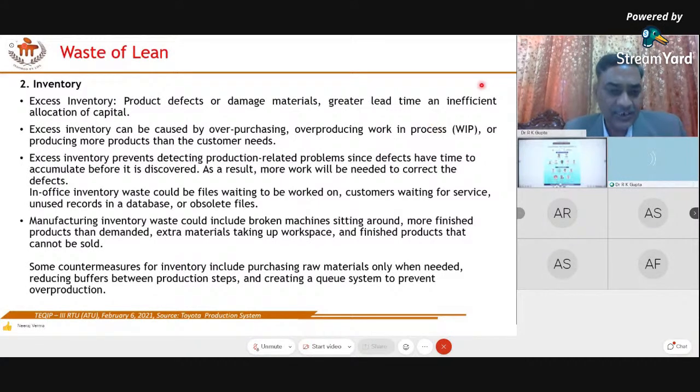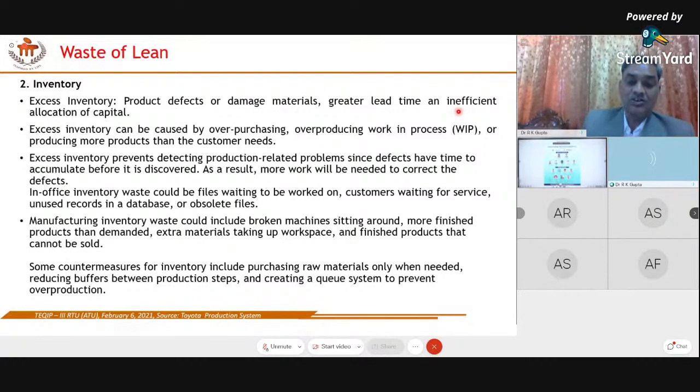The other part is manufacturing inventory waste, which could include broken machines. So broken machines are also part of the inventory. Like machine kharab ho gayi, we are keeping this machine in the inventory, sitting around with more finished products than demanded, and we are manufacturing more finished product than whatever the demand is. Right? It means there's a difference between the supply and the demand. Then the extra material takes up the work space, and there are finished products that cannot be stored. Take an example of Tata. Initially, when they launched the Nano, they made it in huge numbers, and all these Nanos were kept in the stores. And they paid more than the cost of the Nano to keep it in the inventory. So that also increases the cost of the product.